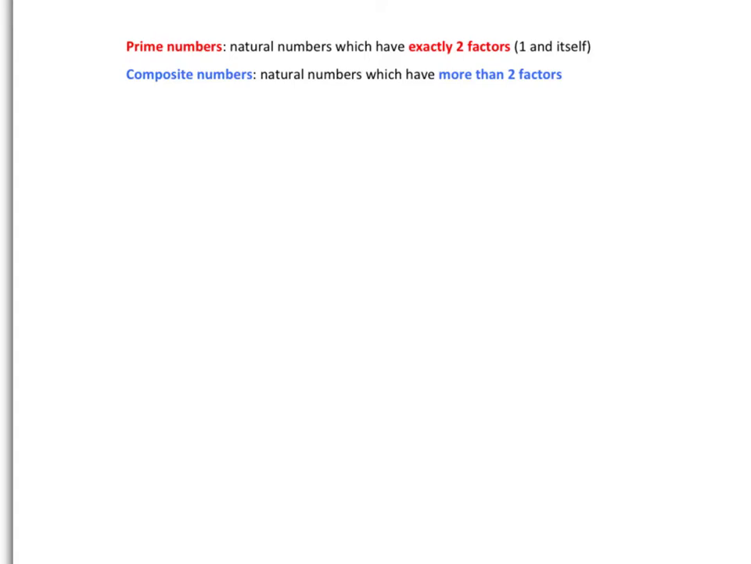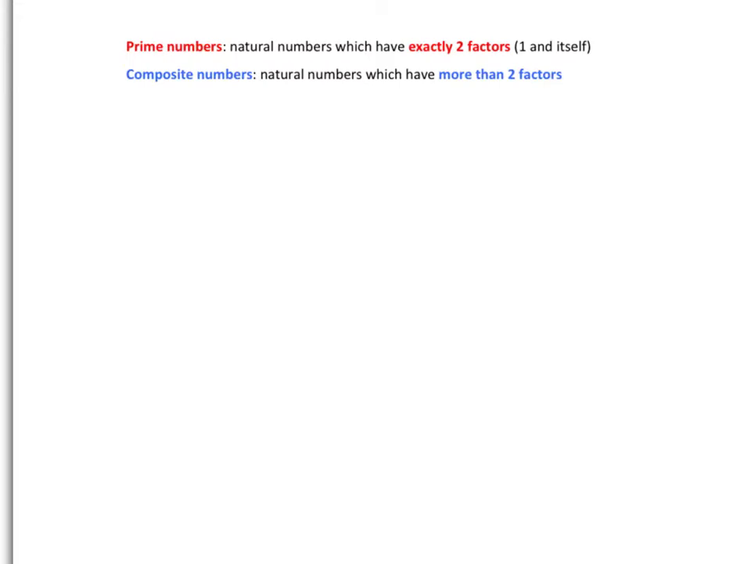Prime numbers are those numbers which have exactly two factors. And those two factors are 1 and the number itself. So 13 is a prime number because the only factors that 13 has are 1 and 13 itself. Composite numbers, on the other hand, are natural numbers that have more than two factors.